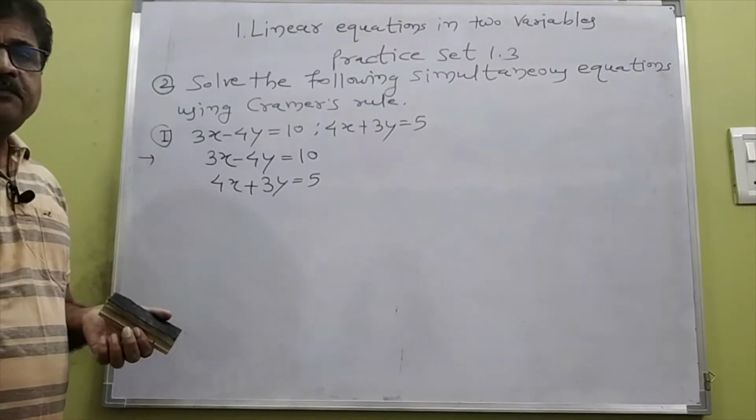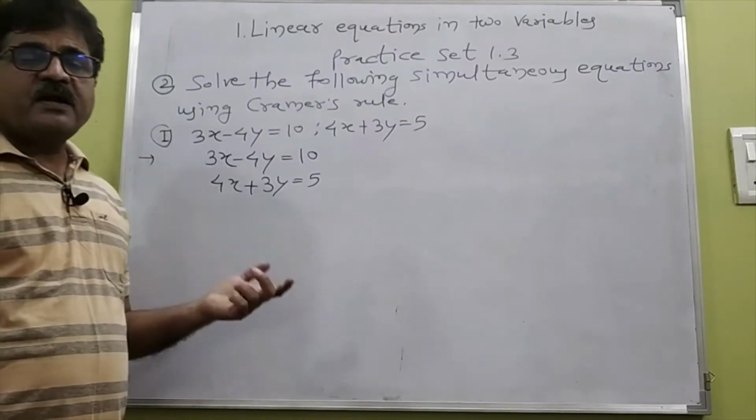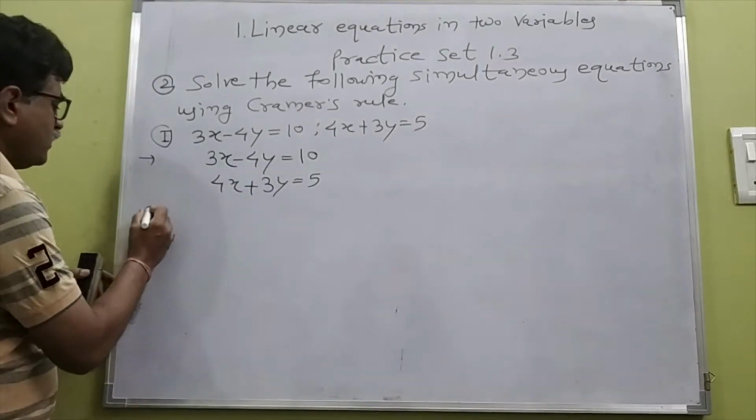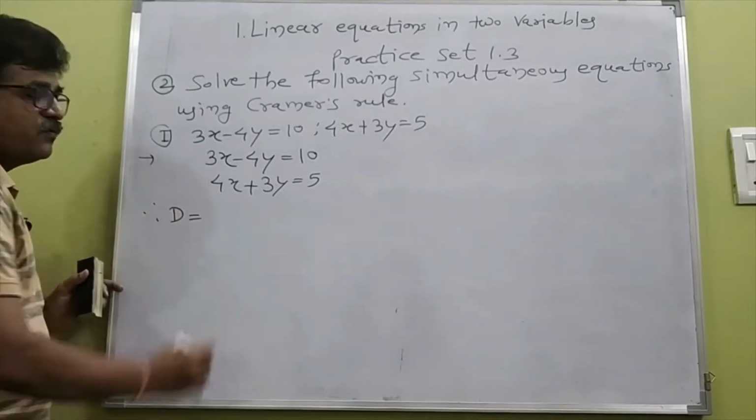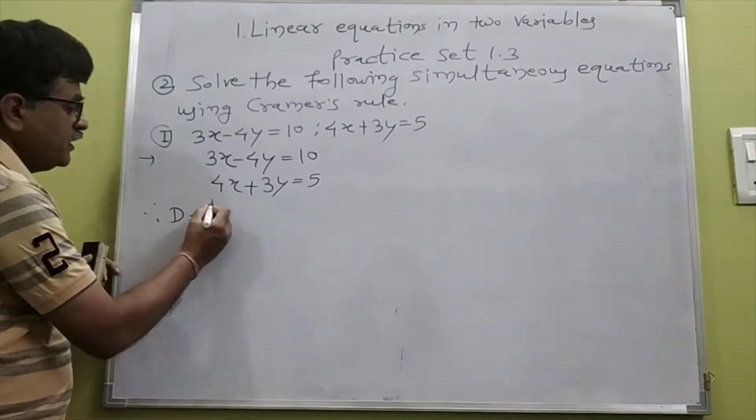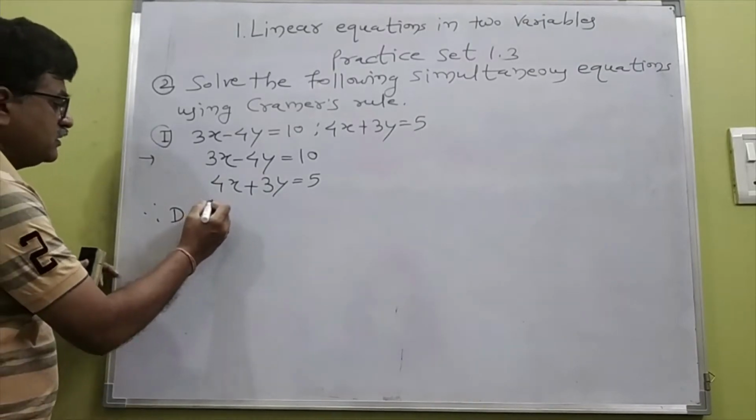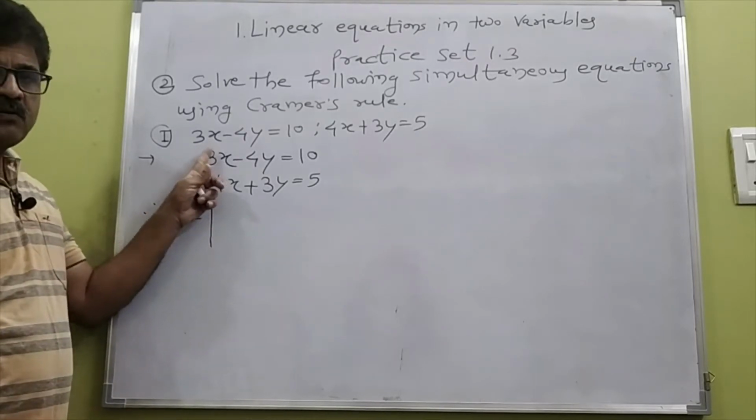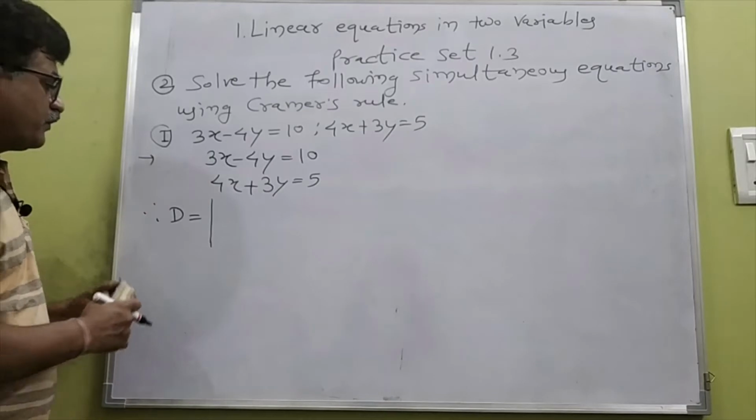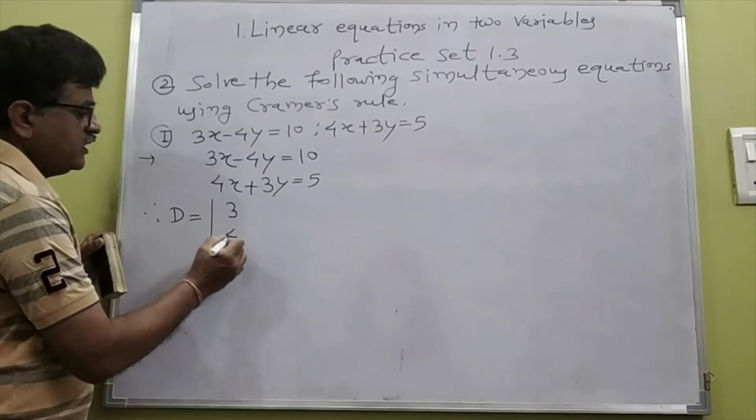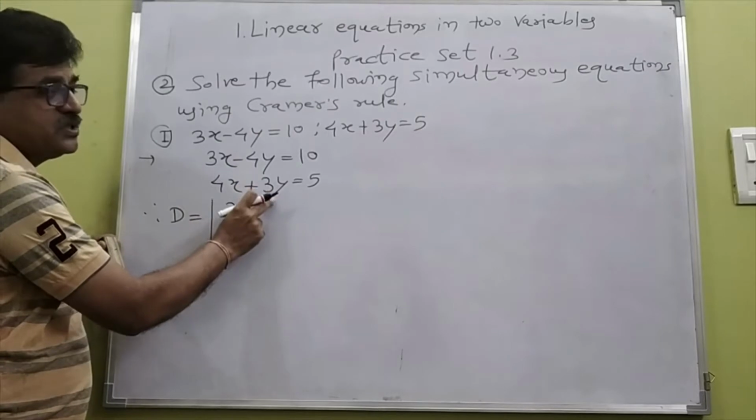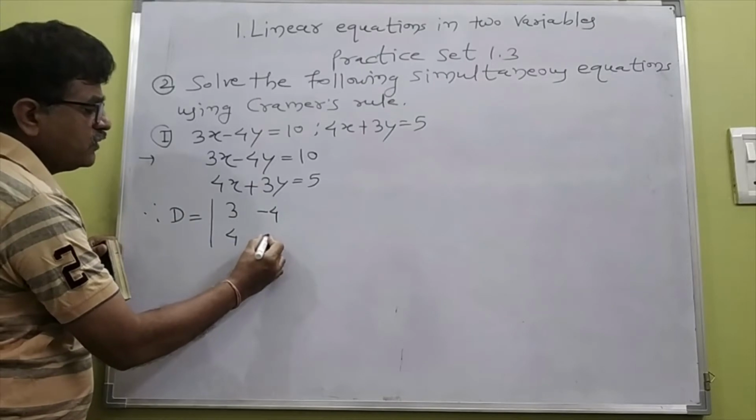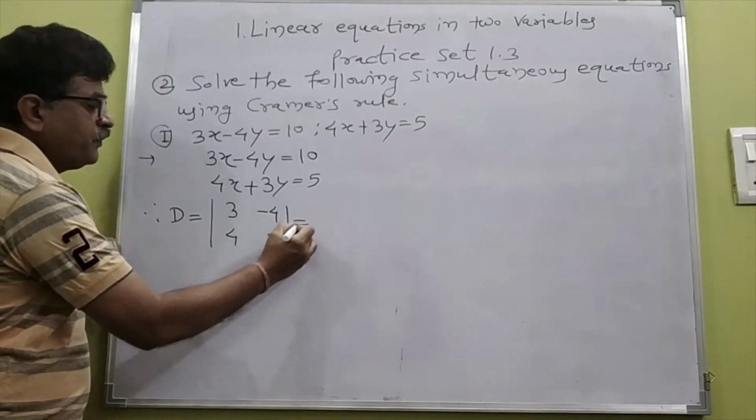Now what is the next step? Now second step is find values of d, dx and dy. Therefore first we have to find determinant d. Now write down this as determinant of, in first column write down coefficients of x, that is 3, 4. Second column coefficients of y, that is minus 4, 3, is equal to.